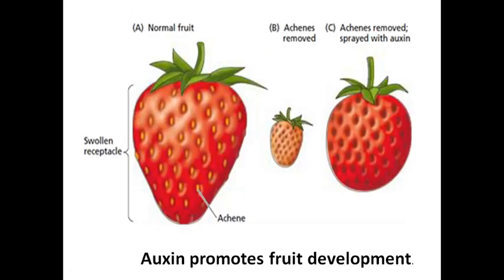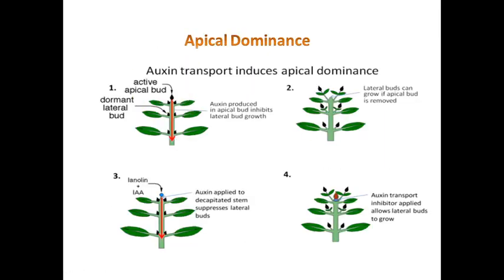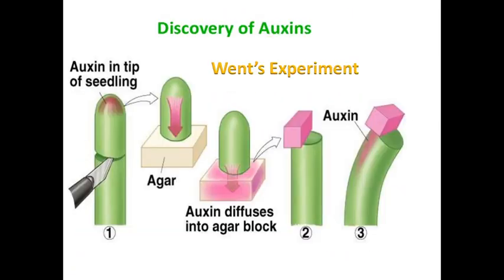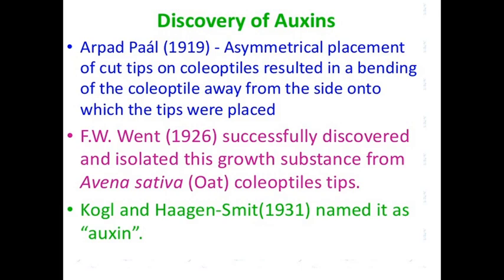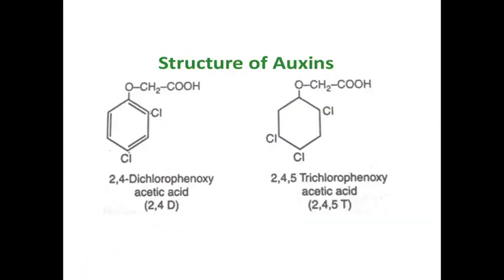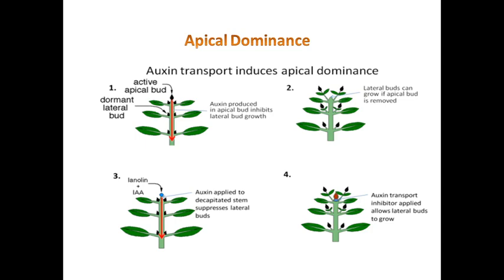So this was all about the auxins. Tomorrow we'll be discussing the gibberellins. In auxins, we studied the distribution, the discovery, the experiments related to the discovery of the auxins, the structure of the auxins, and the role of auxins, apical dominance.